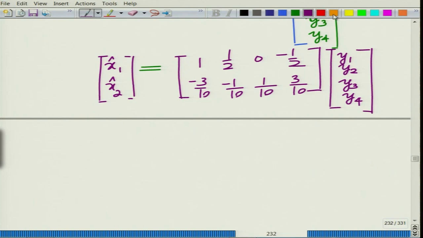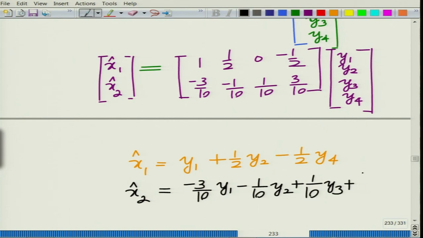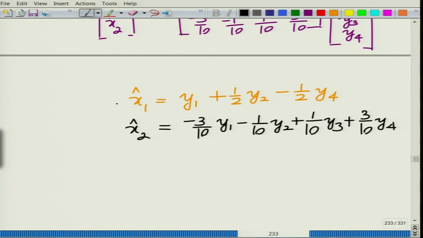And therefore, finally, if you look at this, you can simplify this as x 1 hat equal to y 1 plus half y 2, of course, 0 times y 3 minus half y 4, that is the estimate of symbol x 1, and your x 2 hat equals minus 3 over 10 y 1 minus 1 over 10 y 2 plus 1 over 10 y 3 plus 3 over 10 y 4, right. So, these are the estimates of the symbols, right.